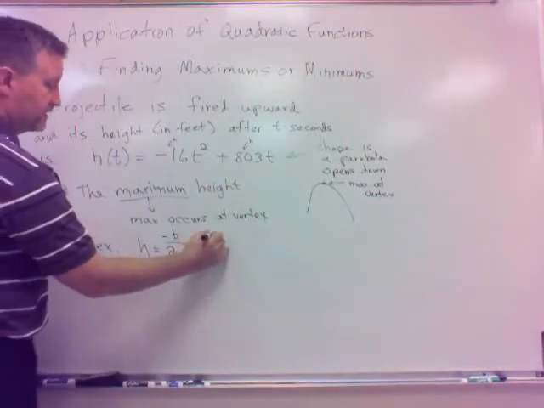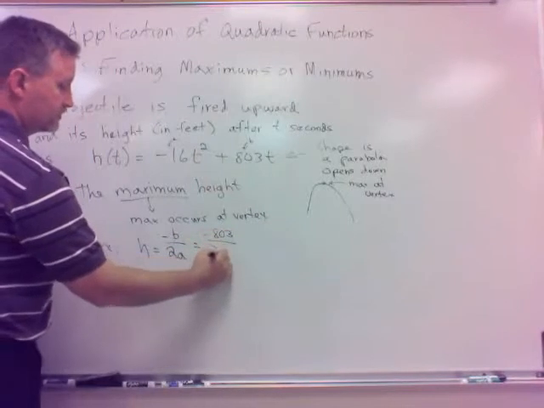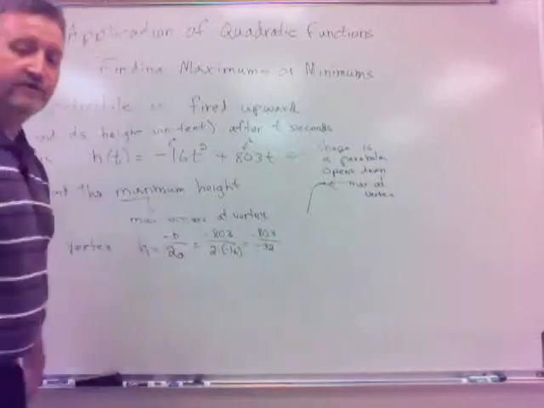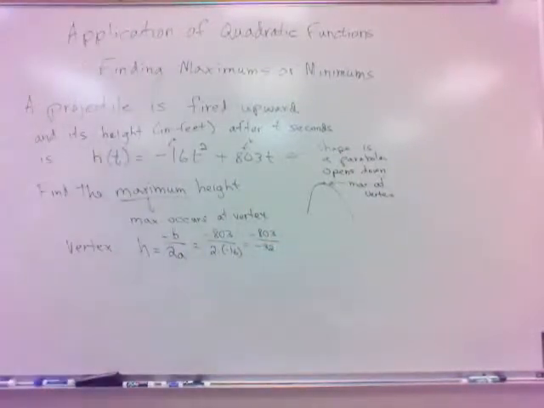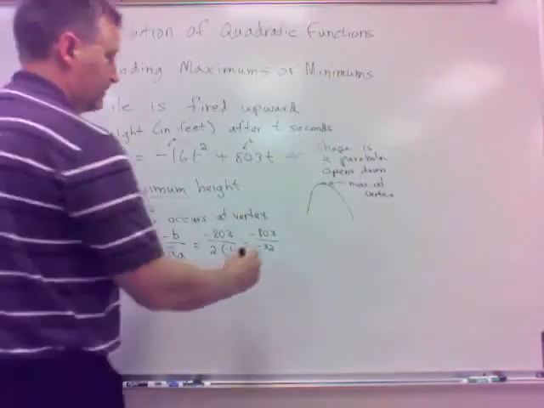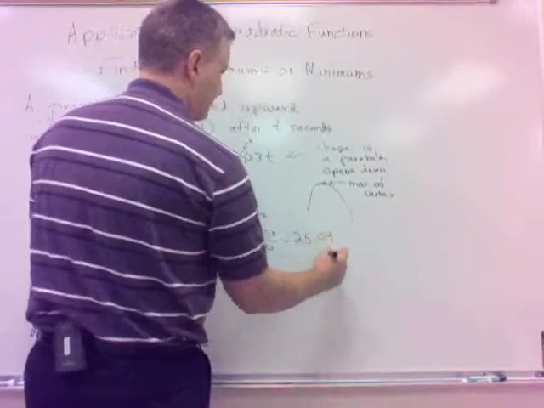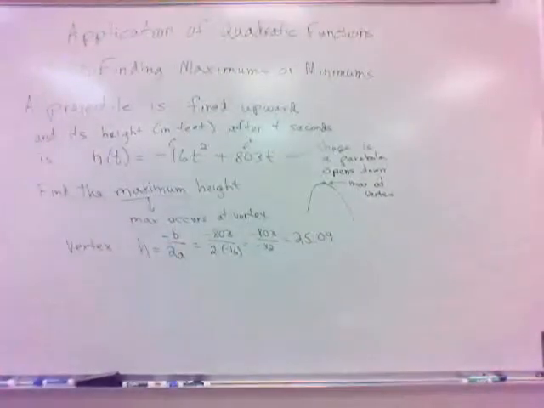So what does this give me for h? H would be negative 803 over 2 times negative 16. That is negative 803 divided by negative 32, which doesn't go evenly, but we can divide that. 803 divided by 32, I get 25.0938. Since I'm talking seconds, I'm just going to round that to 25.09. Okay? So that's my h.